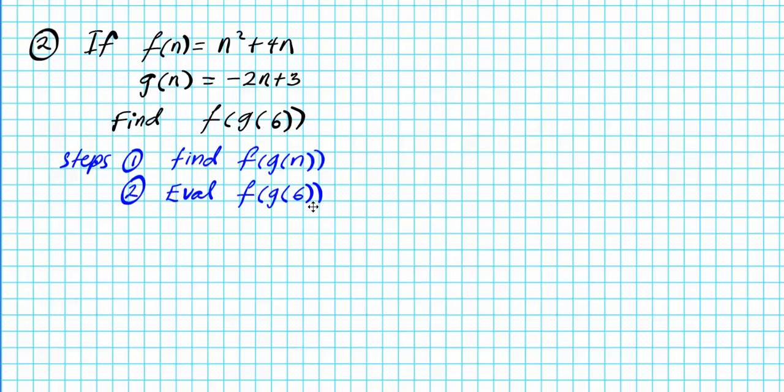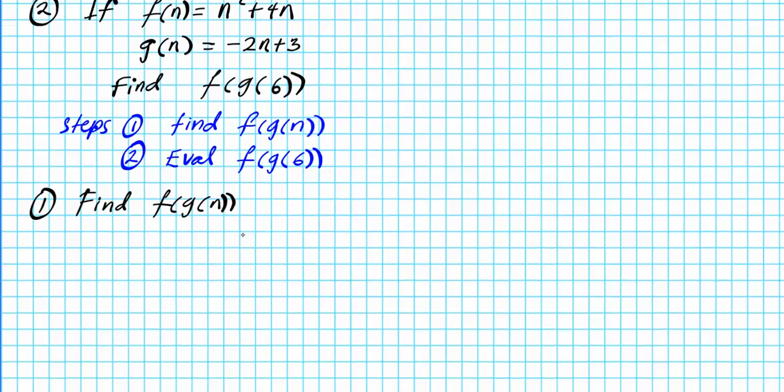All right, so all this simply means is you plug in 6 into all the variables in the composed function when you've simplified it completely. All right, let's go ahead and do it. So part 1, task is to find the composition of the two functions f of g of n.